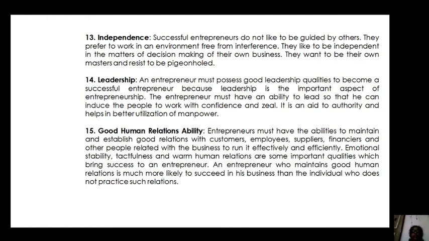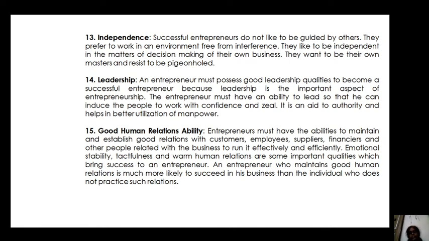Leadership. An entrepreneur must possess good leadership qualities to become successful, because leadership is an important aspect of entrepreneurship. The entrepreneur must have the ability to lead so that he can induce the people to work with confidence and zeal. He is always enthusiastic. He is always a resourceful person. He is always leading the business. It is an aid to authority and helps in better utilization of manpower.